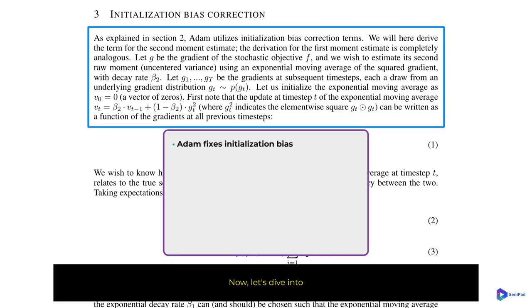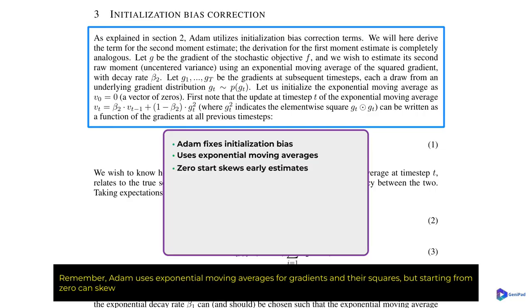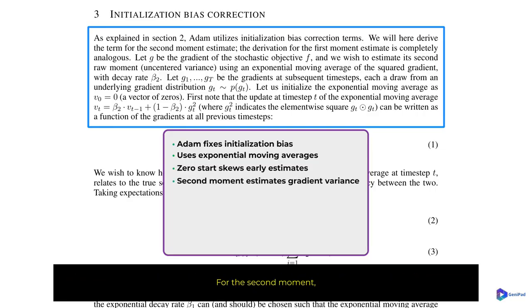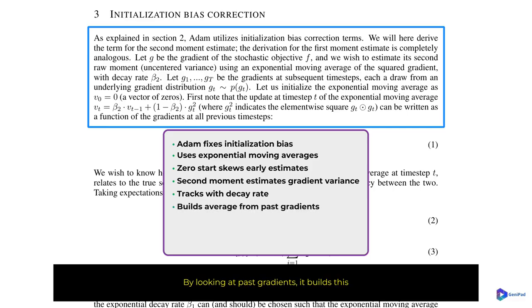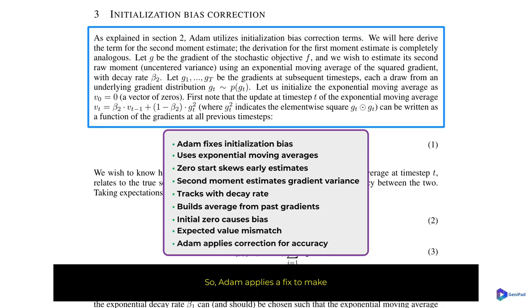Now let's dive into how Atom fixes initialization bias. Remember, Atom uses exponential moving averages for gradients and their squares, but starting from 0 can skew things early on. For the second moment, which estimates the variance of gradients, Atom tracks it with a decay rate. By looking at past gradients, it builds this average step by step. The key insight is that without correction, the expected value of this average doesn't match the true variance at first because of that 0 start. So Atom applies a fix to make sure the estimates are accurate from the get-go.